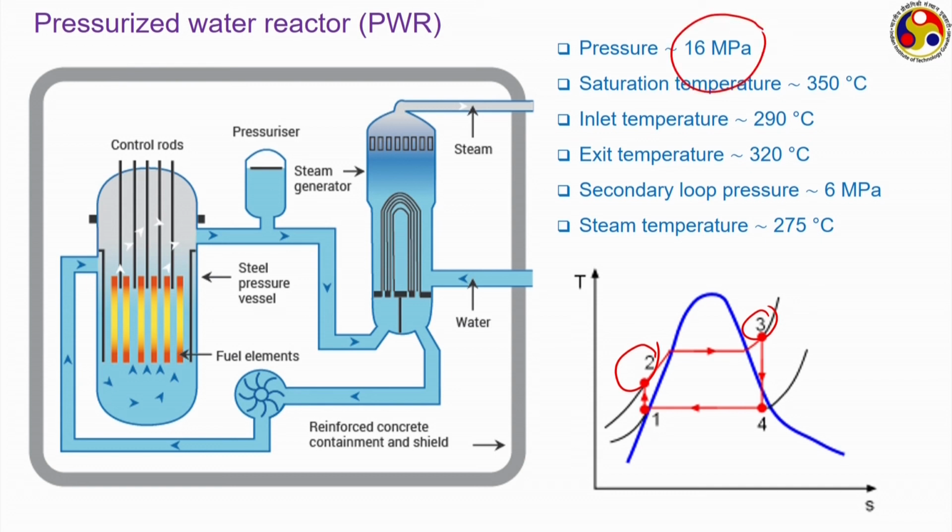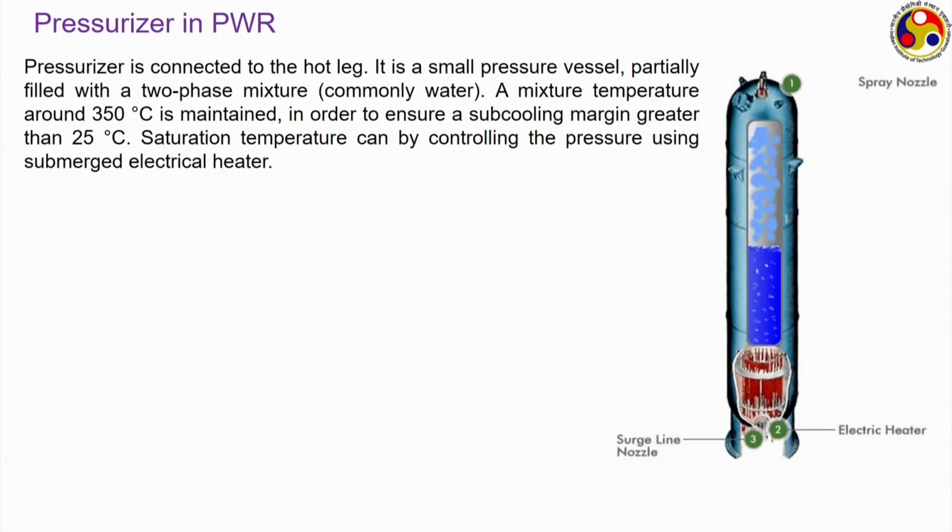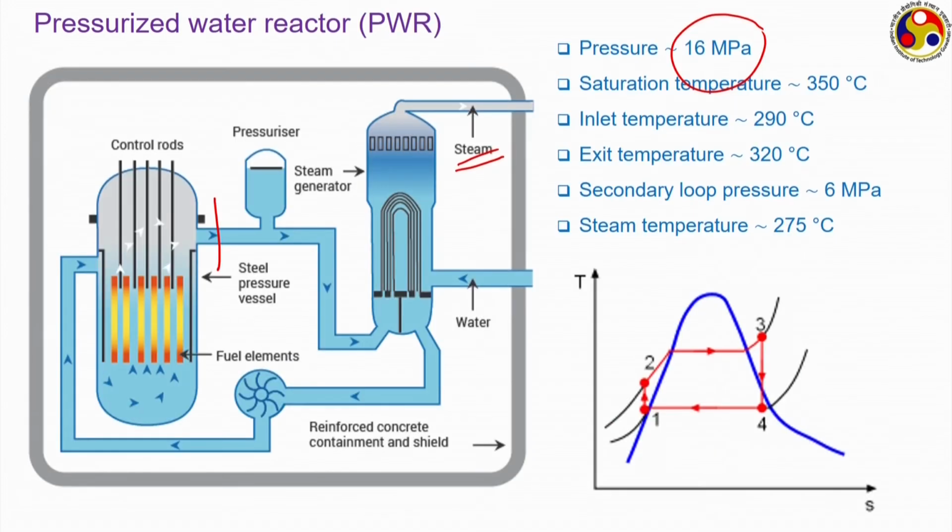Once we can ensure this high pressure, the corresponding saturation temperature is already high, and therefore, by limiting the exit temperature at this point, this T2, we can easily heat up the fluid to any temperature of our choice. But the important part is we have to control the pressure, that 16 MPa. And for that purpose, we have a pressurizer. This is the pressurizer that we have in a pressurized water reactor.